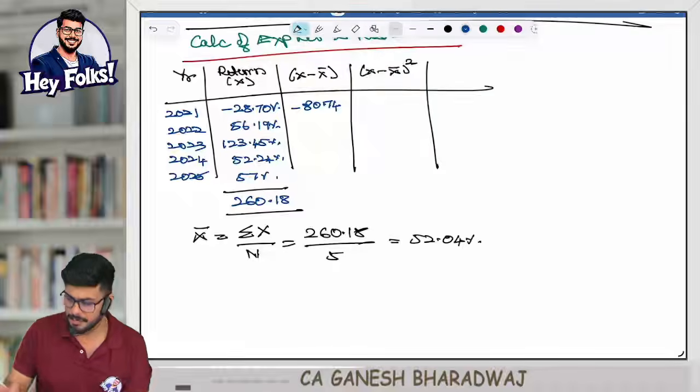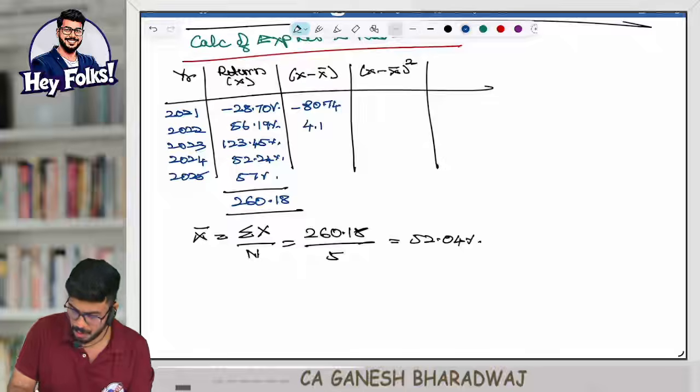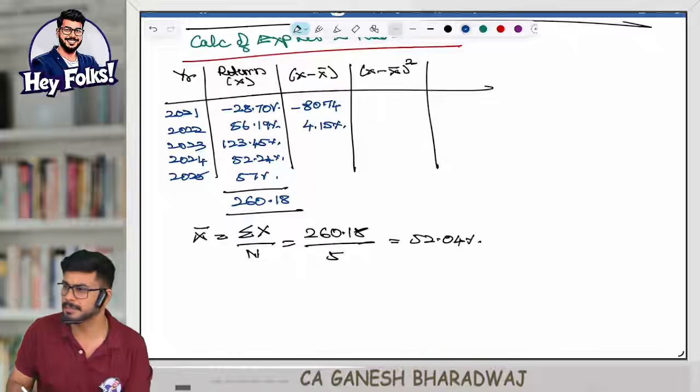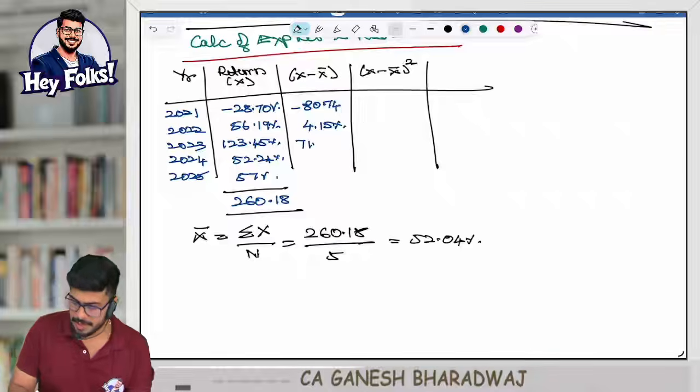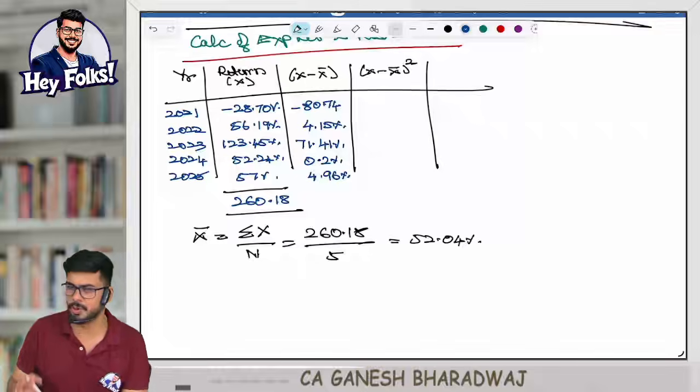56.19 minus 52.04. How much is it? Come on. 4.15%. Correct? Guys, what happened? Simple mathematics only, no? Next one. Everyone, I want every single one of you to participate. Tell me, guys. 71.41. Then 0.2%, then 4.96%. Is that clear? There is no point in totaling it, we know, right?